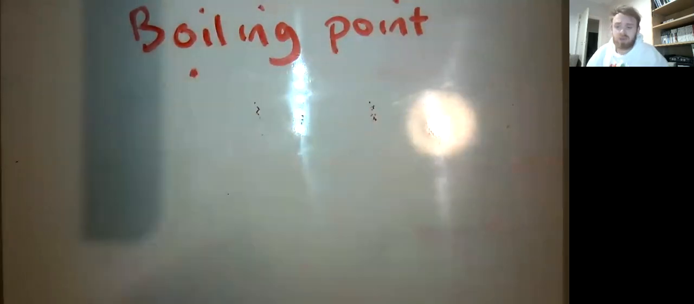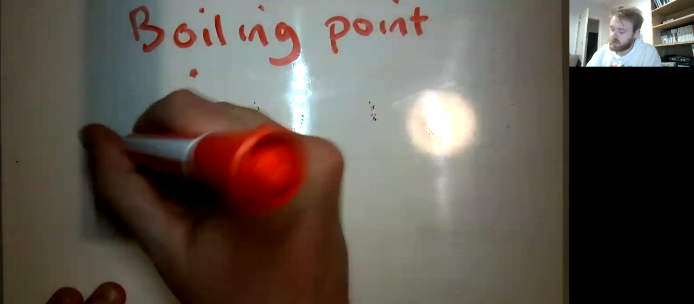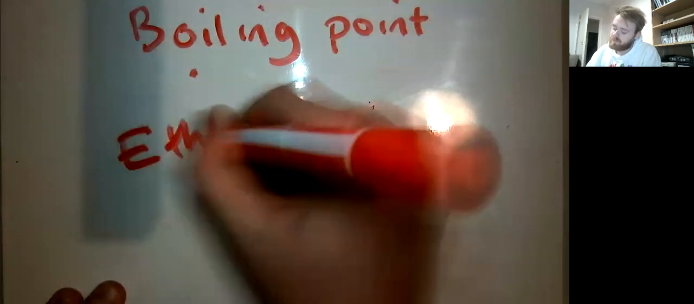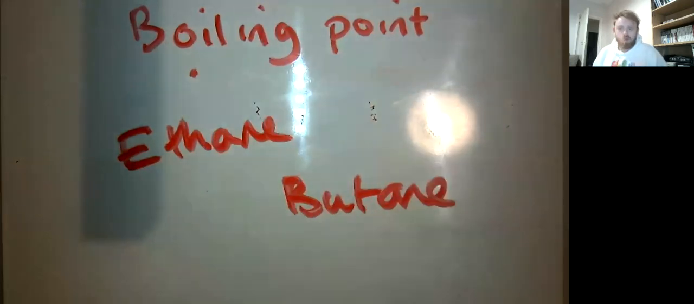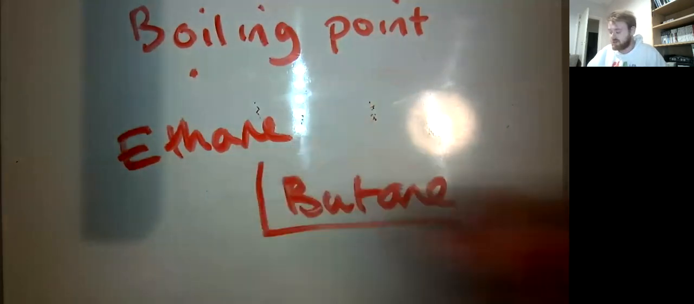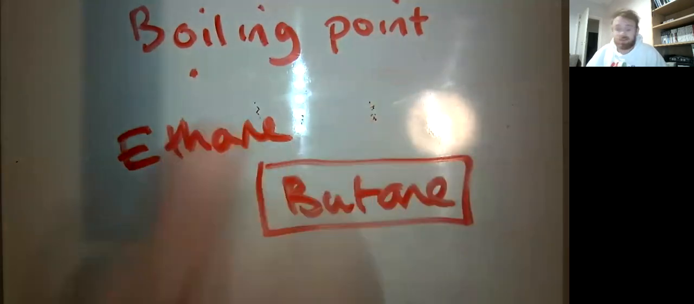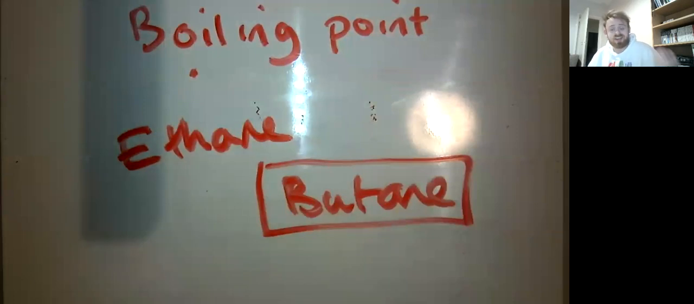So if I gave you an example of which one has a higher melting and boiling point, ethane or butane? Well, which one is bigger? Butane has 4 carbons, whereas ethane only has 2 carbons. Butane is going to have a higher boiling point because those intermolecular forces are stronger, okay? That's just how we need to think about these molecules.